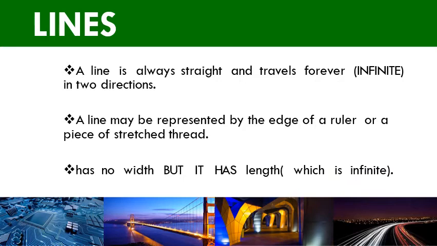So a line is always straight and travels forever in two definite directions. A line may be represented by the edge of a ruler or a piece of stretched thread. It has no width, but it has length, which is infinite.